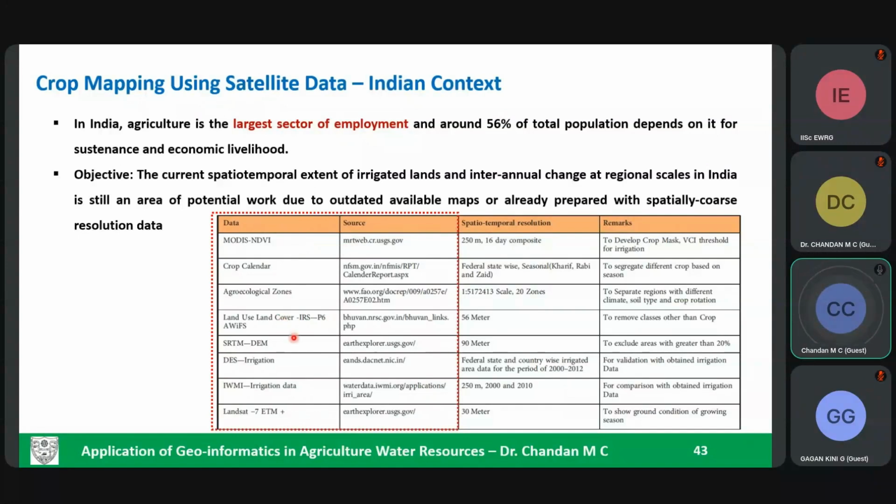Then we have the AWiFS data. Again, it is from IRS-P6. Then SRTM DEM, then irrigation scheduling data and Landsat data. This can be helpful for all our agriculture water resource estimation activities.